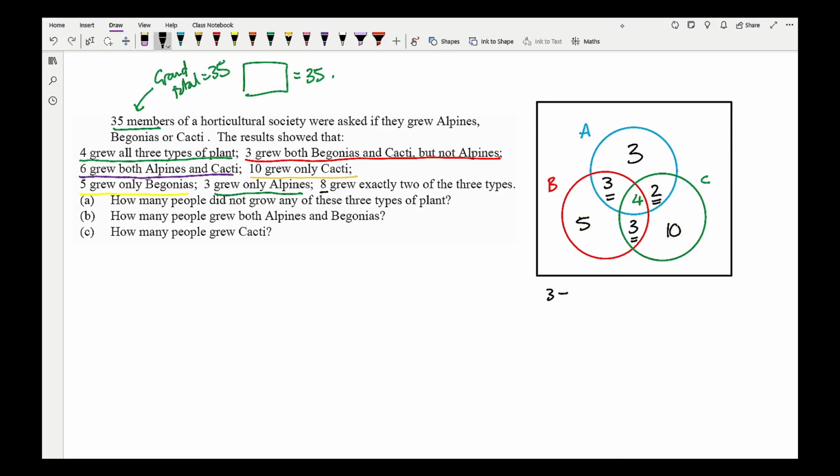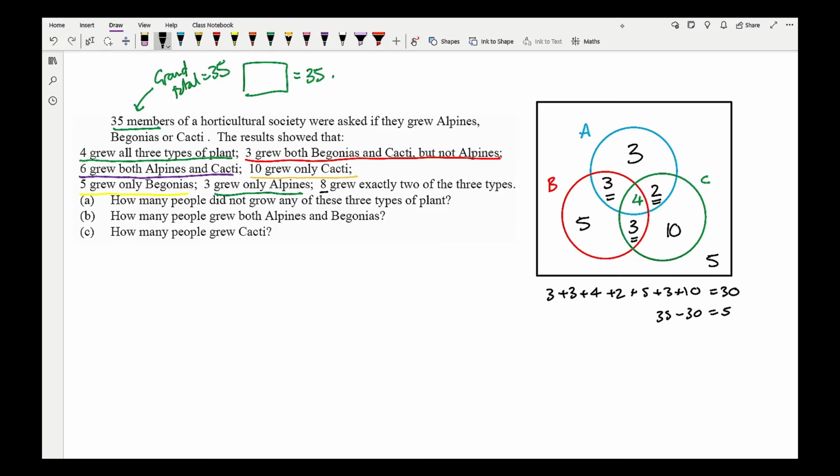So I've got 3 plus 3 plus 4 plus 2 plus 5 plus 3 plus 10. And if I add these up, I've got 3 plus 3, which is 6, 10, 12, 17, 20, 30. So that adds up to 30, and 35 minus 30 equals 5. So that means that 5 do not grow either A, B or C.